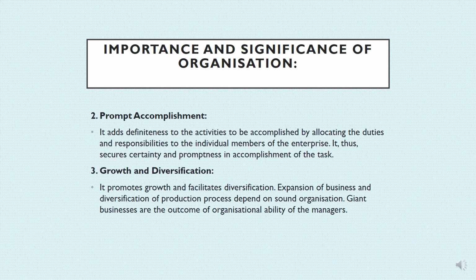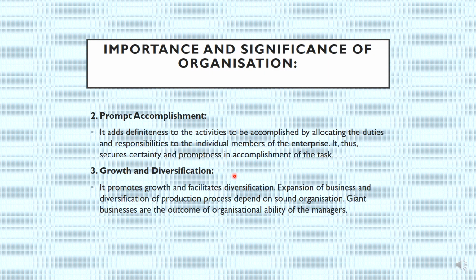The second is prompt accomplishment. Yes, once you know what you have to do, don't you do it promptly? Once there is a clarity of a goal, then it is easy to pursue the goal. So, in the same fashion, it adds definiteness to the activities to be accomplished by allocating the duties and responsibilities to the individual members of the enterprise. It thus secures certainty and promptness in accomplishment of the tasks.